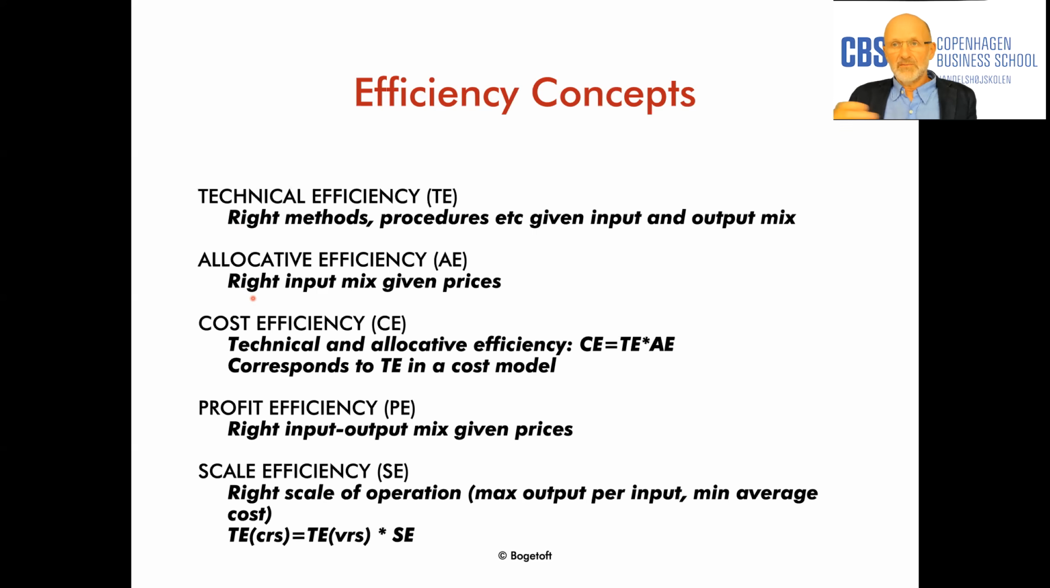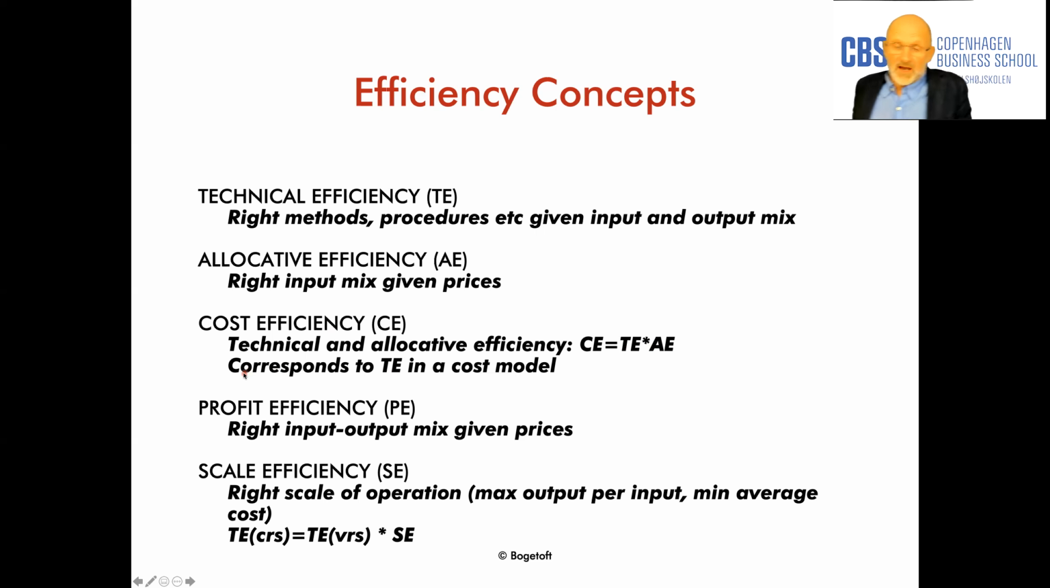So choosing the right mix of inputs or the right mix of outputs so that you can actually maximize the revenue. It doesn't make sense to produce a lot of products that don't really sell very well. And cost efficiency is the combination of being both technically and allocatively efficient. So cost efficiency is technical efficiency multiplied by allocative efficiency.